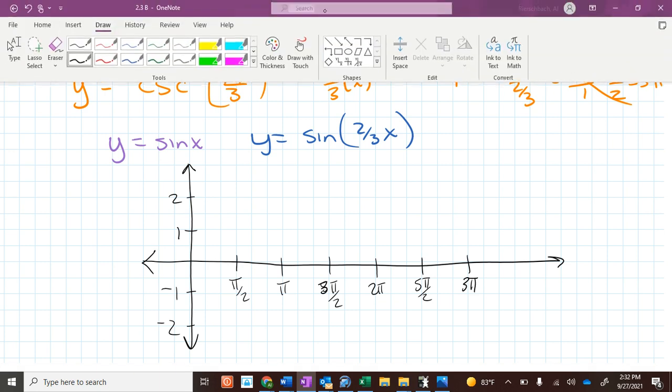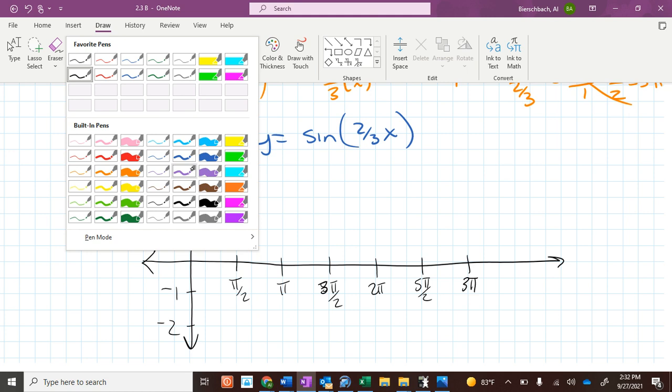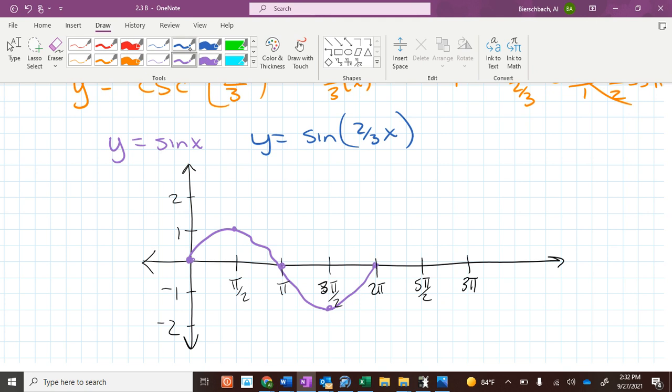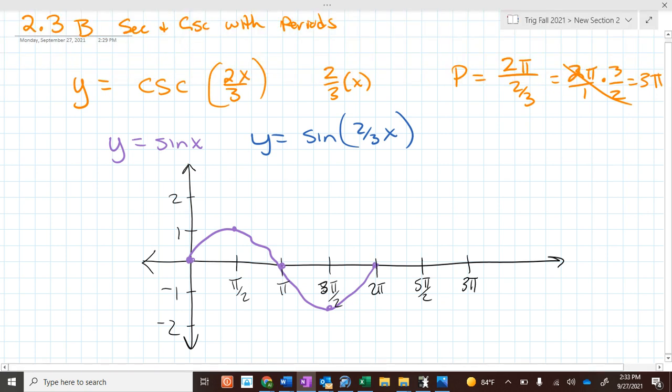So we're going to first graph sine of x in purple. Purple, sine of x, 0, 1, 0, -1, 0. Looks like that, right? Well, what in the heck will sine of 2/3 x look like? It's got to be longer. Very good. So what I'm going to do is put my first point and my last point.